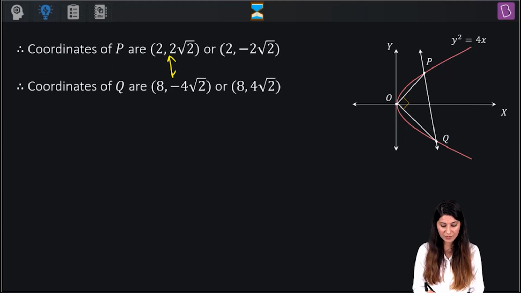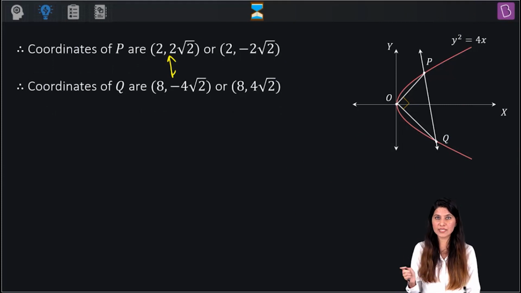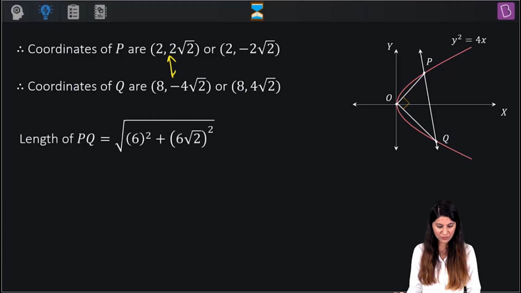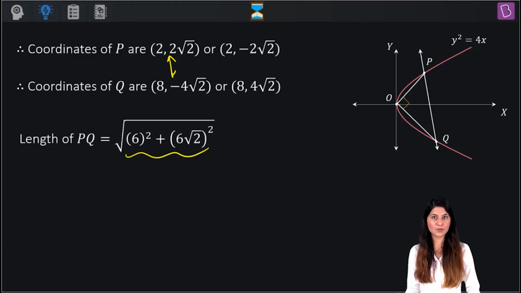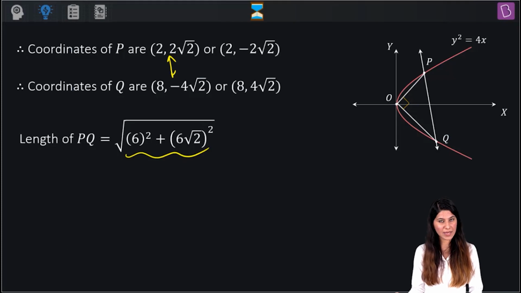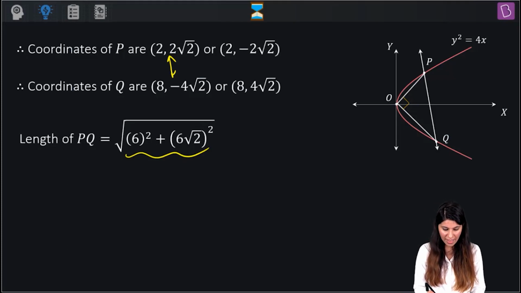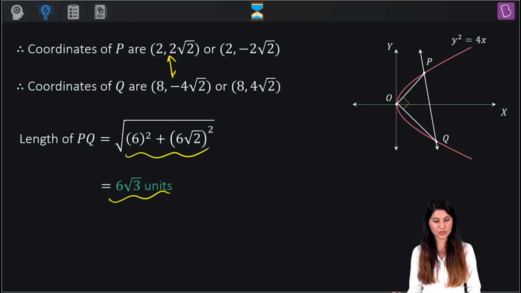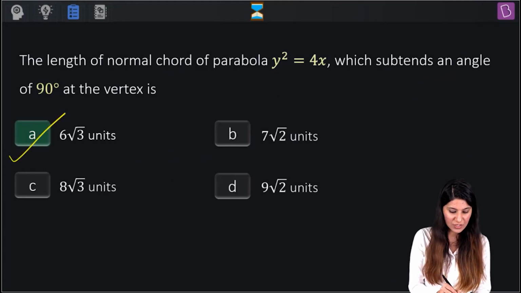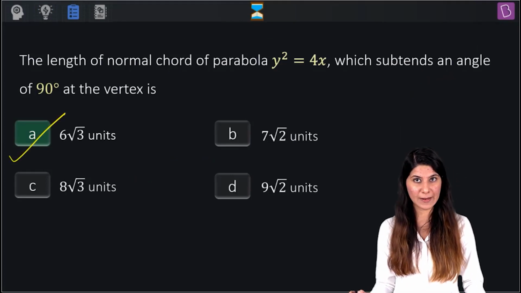So if you calculate PQ for both the scenarios, for both the sets, the length of PQ would be the same, which will be equal to what? This. This is what? Square root of 6 square plus 6 root 2 whole square. And if you solve this, you'll get PQ equals 6 root 3 units, which is exactly matching with option A.